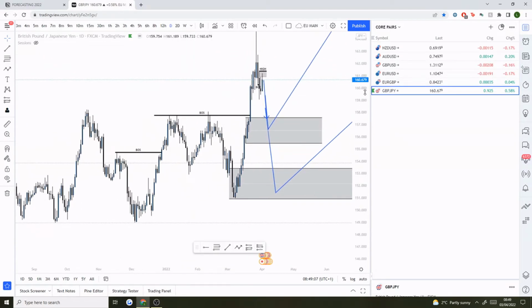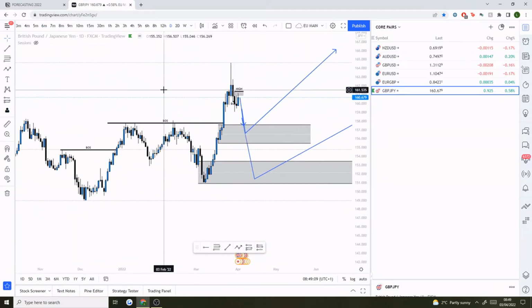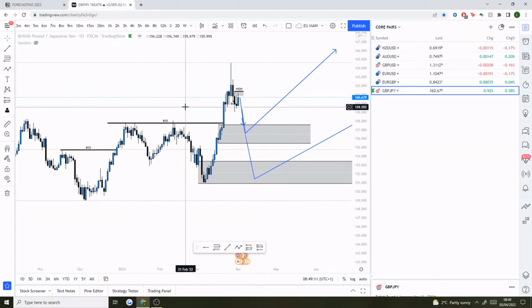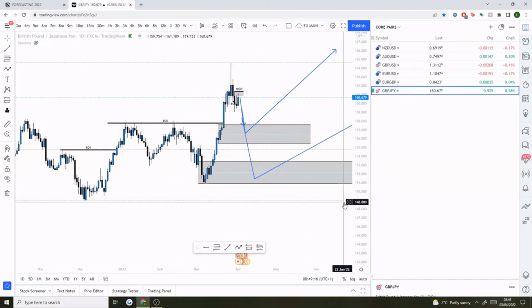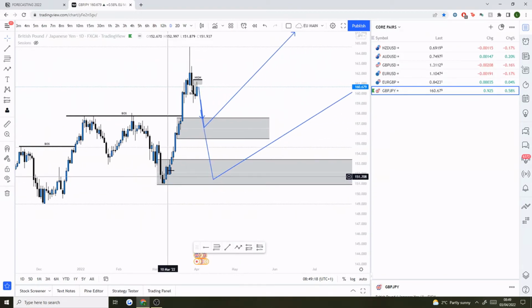Now, final pair, pound yen. So pound yen, it's the same as the last 2 weeks, to be fair. We've had the first break structure, second break structure. So now what we've got is this whole leg of price action. Now that leg originated from this low down here, so we've got our extreme order block there.